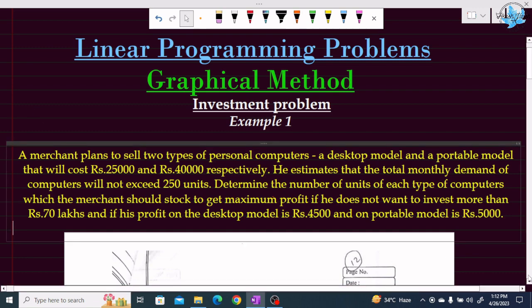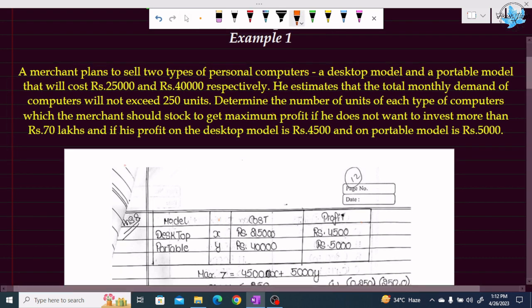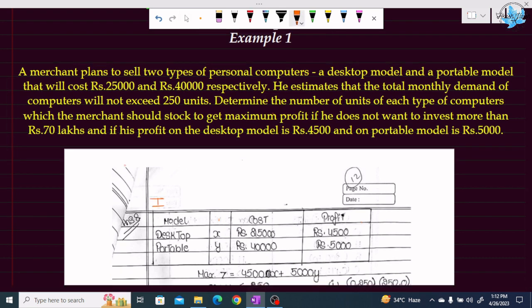I hope you understand the question. Now we come to the solution part. In the solution, you know that first we create our table. To create a table, it is given that you have two types of model, that is the portable and the desktop model. So I have assumed the desktop model to be X and the portable model to be Y.